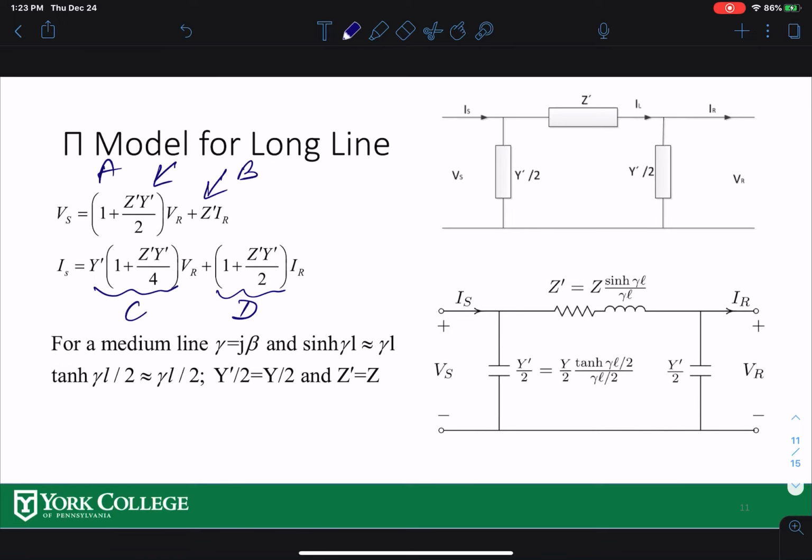And for a medium line, gamma is j beta, and also gamma sine hyperbolic gamma L is approximately gamma L. Then if you do that, your Y prime over 2 becomes Y over 2, and Z prime becomes Z. So you can go back to the medium line from your long line model. Honestly, if you have a long line model, you can use it for any model, and you get more accurate results. We're going to do some problem solving in class to show you that.